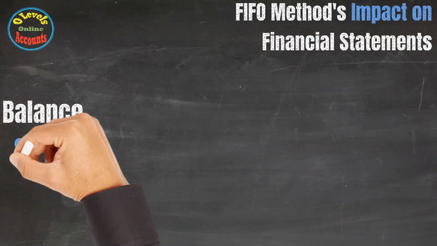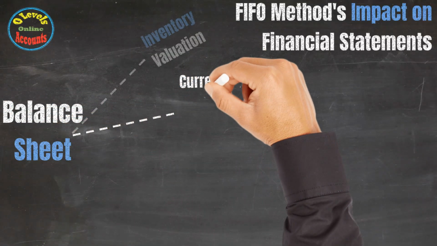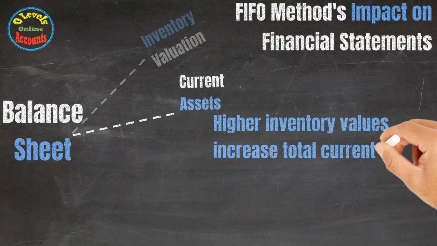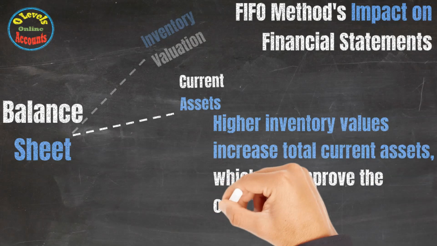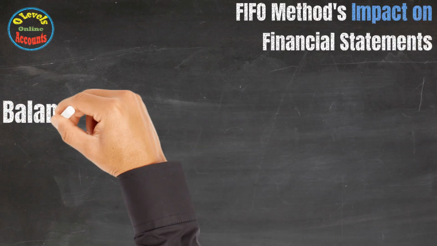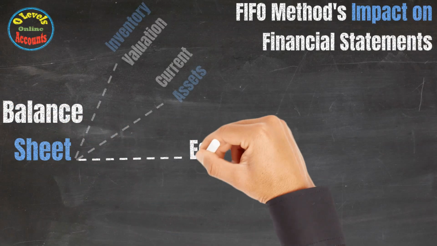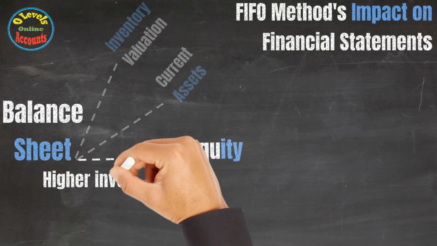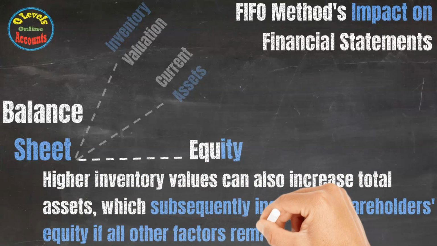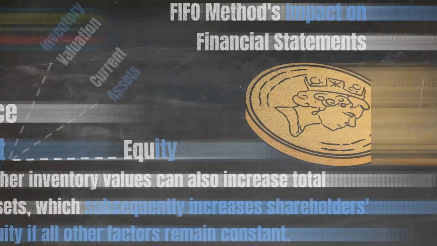Let's move to the second impact on the balance sheet, the impact on overall current assets. Higher inventory values increase total current assets, which can improve the company's working capital position. Let's move on to another impact on the balance sheet. On the equity, higher inventory values can also increase total assets, which subsequently increases shareholders' equity if all other factors remain constant.